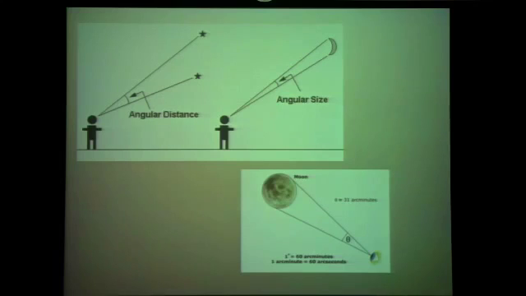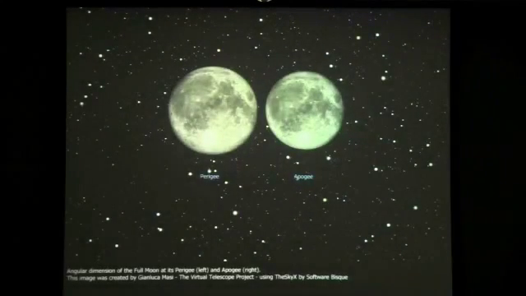The full moon is about half a degree across. About 30 minutes of arc across, about 1,800 seconds of arc across. The full moon changes in size depending on where the moon is in its orbit. The moon is not in a circular orbit. The moon's orbit is elliptical. Sometimes the moon is further from the Earth. Sometimes the moon is closer to the Earth.